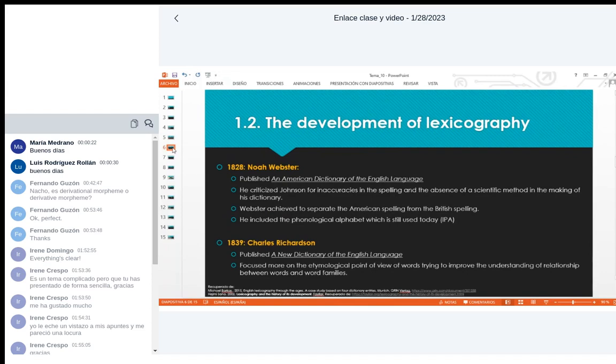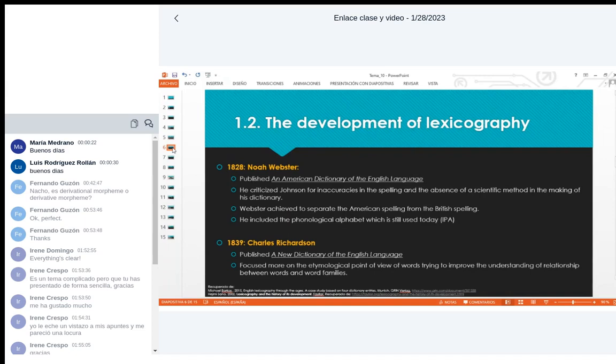Now, the next lexicographer or the next linguist that developed a new dictionary was Noah Webster in 1828. Different to Samuel Johnson, who published the dictionary in the UK, Noah Webster published the dictionary in the USA. Now, what he did was to criticize Johnson for his inaccuracies in the spelling and the absence of a scientific method. Well, that is something understandable.